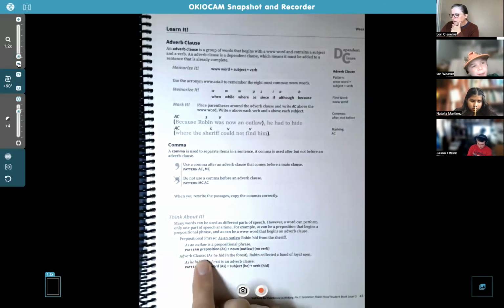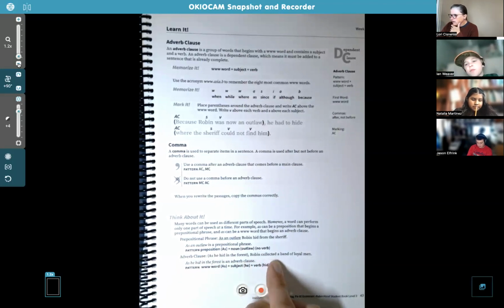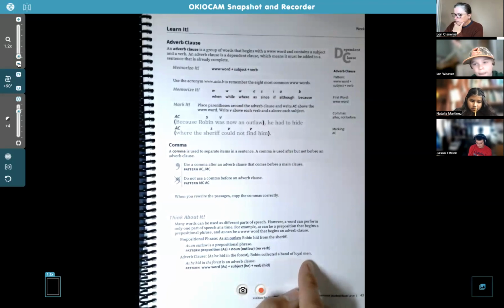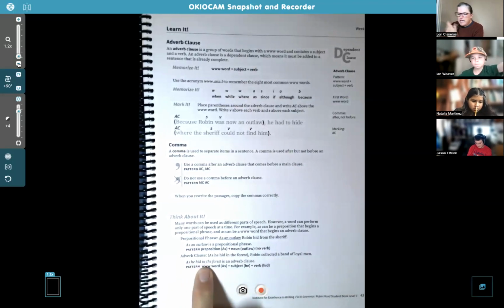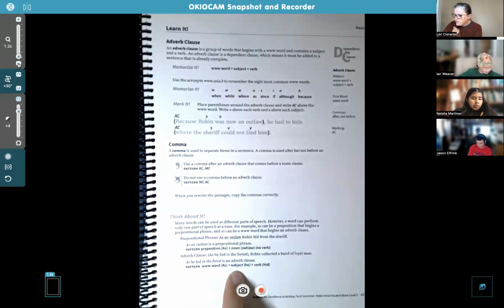The adverb clause: as he hid in the forest, Robin collected a band of loyal men. As he hid is a verb, right? So because it has a verb with it, that means it's a clause. Remember I told you the difference between clause and phrase. Clauses have verbs and phrases do not. So here we have as, a WWW word, plus the subject he, plus the verb hid. So you have to really pay attention.